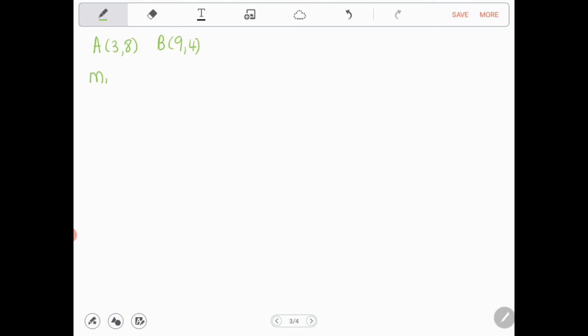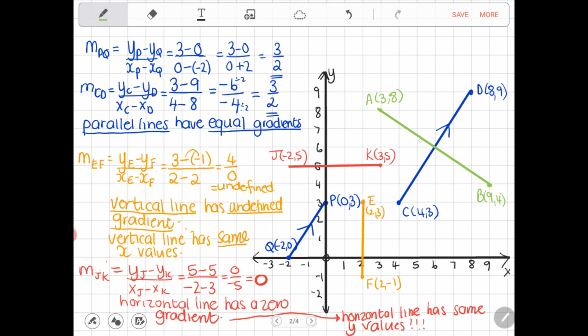The gradient of AB is equal to the y at A minus the y at B over the x at A minus the x at B. The y at A is 8, y at B is 4, x at A is 3, x at B is 9. So that's 4 over -6. A positive over a negative gives me a negative, and then we get -2 over 3. If we go back and look at this one, it has a negative gradient. It is going down from left to right.